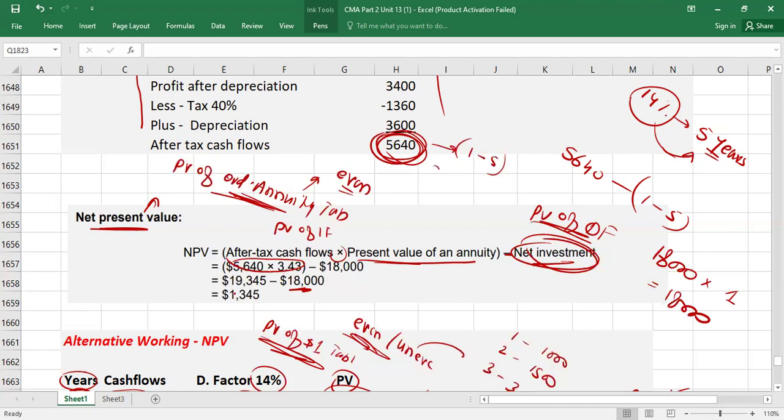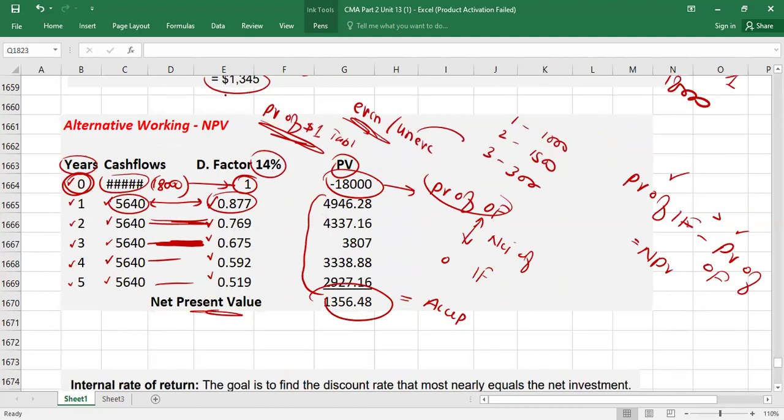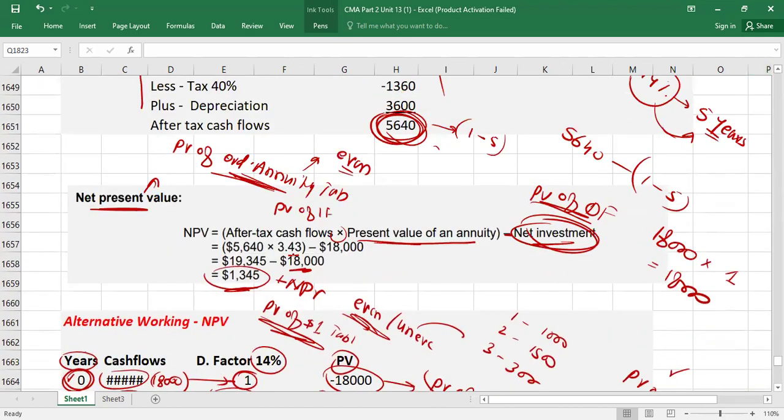How much? 1345. And you can see here there is a slight difference. Here we got 1345 positive NPV, but there we got 1356. It's just the difference due to rounding off, because here we used the annuity factor up to 2 decimals and there we used the present value factor up to 3 decimals. You can see here. Okay, that's why it's slightly different.